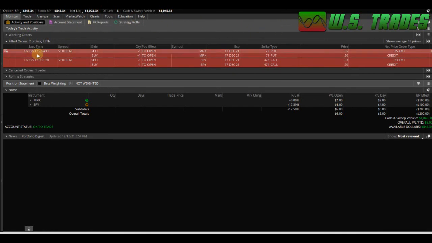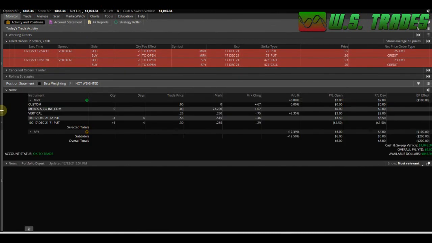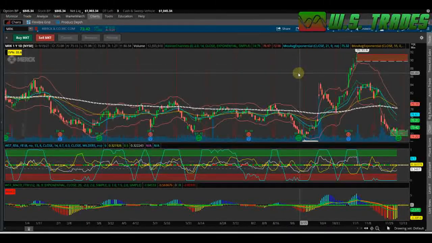And I got into 2 verticals. I got into a vertical on MRK, which is a put credit spread. So if you're new to options, I'm hoping that Merck goes up from here. Let me pull up their chart. I'll kind of tell you why I got into this.